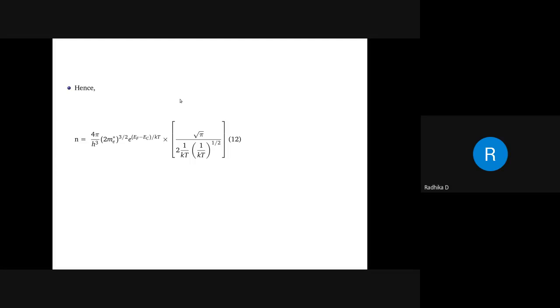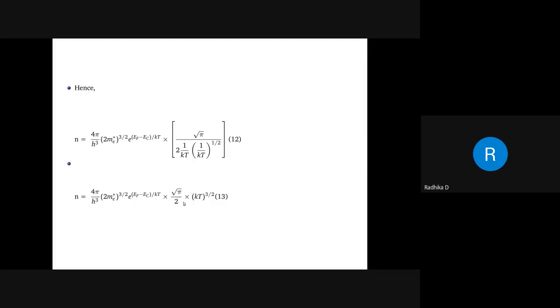This is a standard definite integral which already has a solution: root pi by 2a root a. You need to remember this value. Next, substitute this into your previous expression for n. Instead of the entire integral, you write root pi by 2a root a, but a is 1 by kT. So it becomes 1 by kT into 1 by kT to the power of half, which is 1 by kT to the power of 3 by 2. This is in the denominator, so it goes to the numerator and becomes kT to the power of 3 by 2. Then you combine all the 3 by 2 powers.